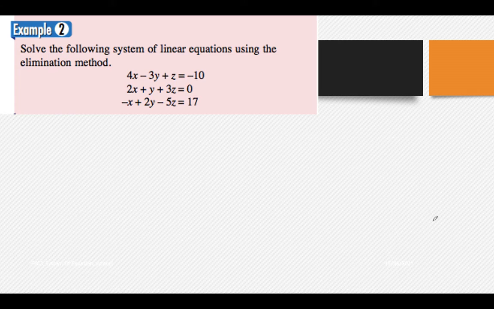Now let's see example 2. See whether it has a solution or not. Solve the following system of linear equations using the elimination method. We eliminate by choosing any 2 equations. For example, this is number 1, and this is number 2. I eliminate.